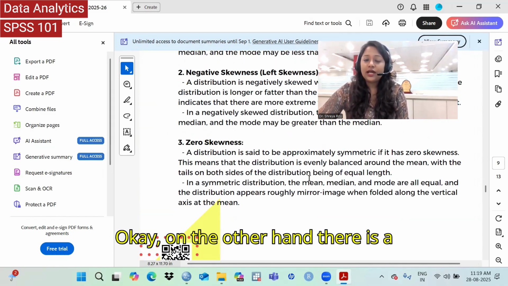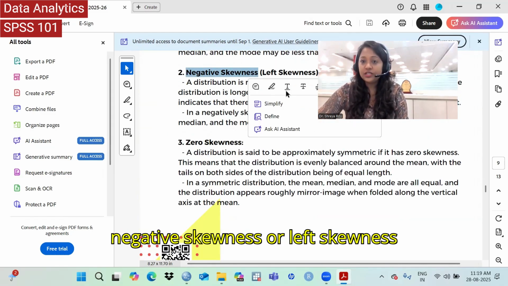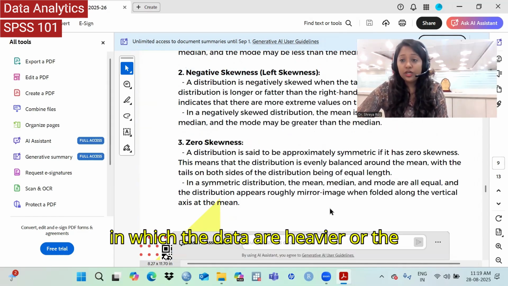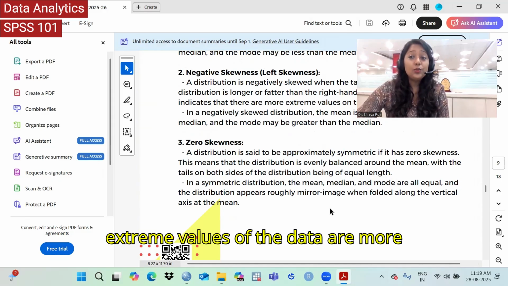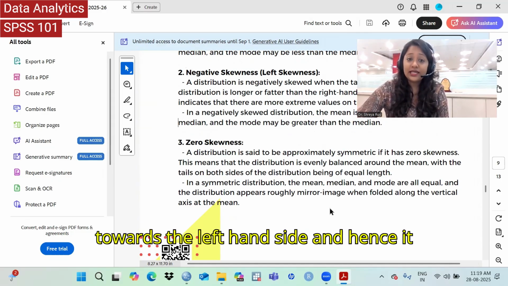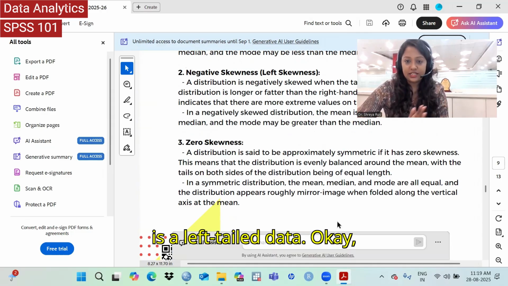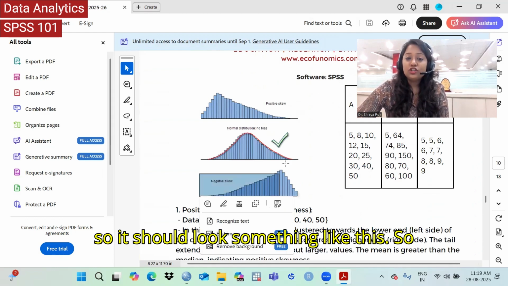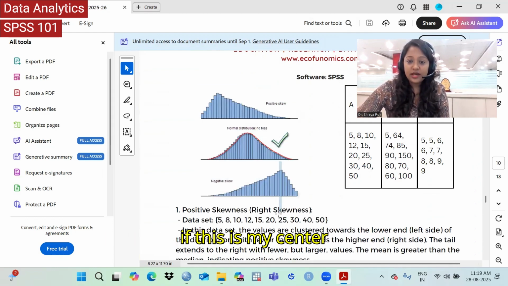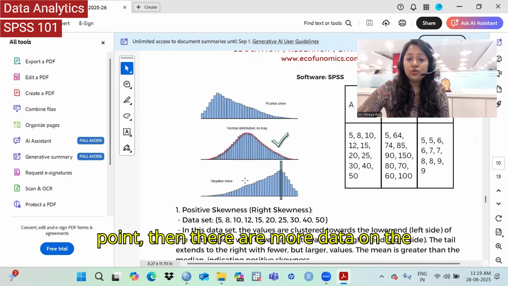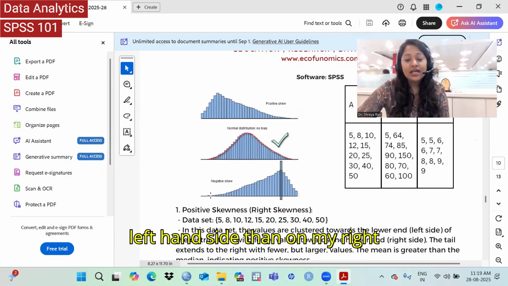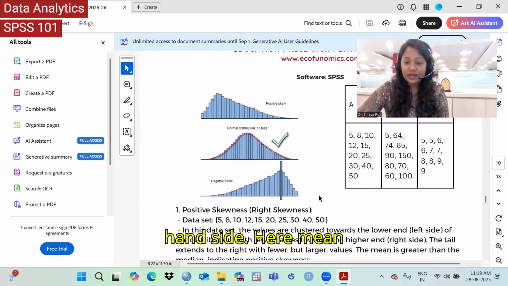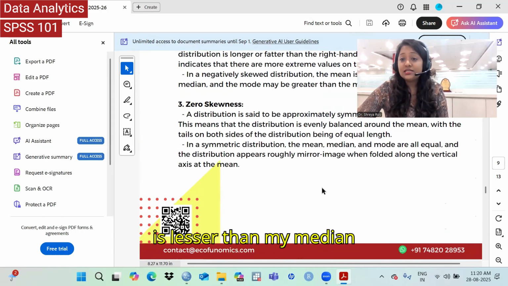On the other hand, there is a negative skewness or left skewness, in which the extreme values of the data are more towards the left-hand side, and hence it is left-tailed data. It should look something like this. If this is my center point, then there are more data on the left-hand side than on my right-hand side. Here, the mean is lesser than my median and mode.